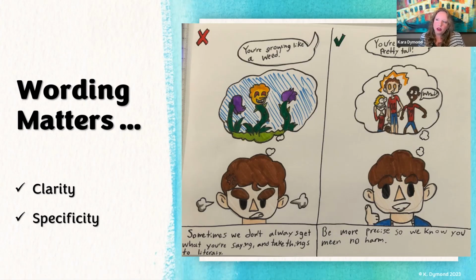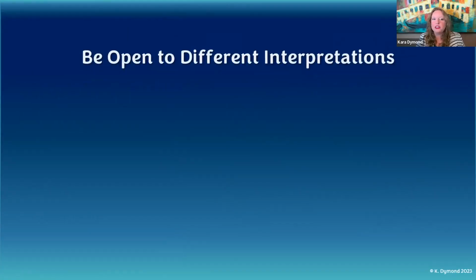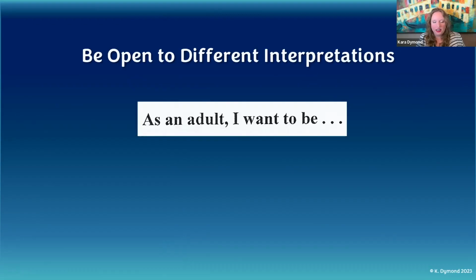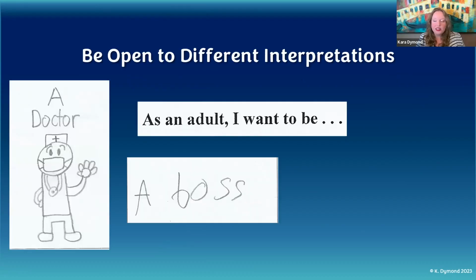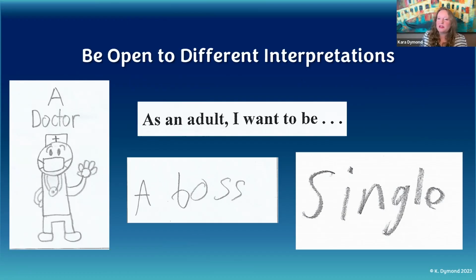A lot of neurodivergent learners really value precision, and they are going to answer exactly the question that you ask. And I have learned this in many cases the hard way. So we do have to be open to different interpretations. So I've asked this on one of those 4 square sheets I showed you earlier, as an adult, I want to be, and I've gotten some answers I expected, a doctor, a boss, single. And you know what? That student answered my question. I didn't say, what career might you go into? So I wasn't specific, which meant I had to be open to different interpretations of the question I was asking.